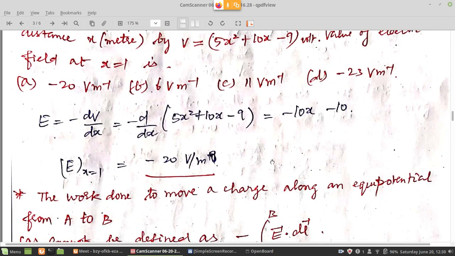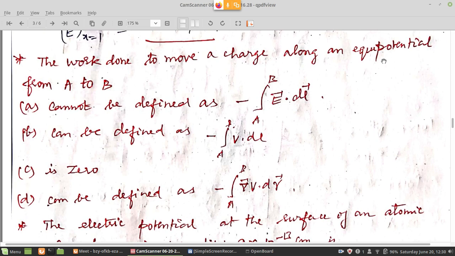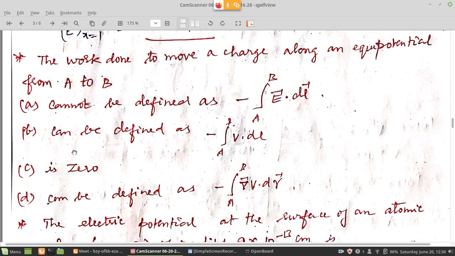Right. The next question: the work done to move a charge along an equipotential or equipotential surface, both are the same. So simply they are giving here, along an equipotential from A to B, 4 choices. First choice is we cannot define it as minus integral E dot dl. Second choice is it can be defined as negative integral of V dot dl. Third choice is it is 0. Fourth choice, it cannot be defined as minus del V dot dr. Which one is the correct answer?